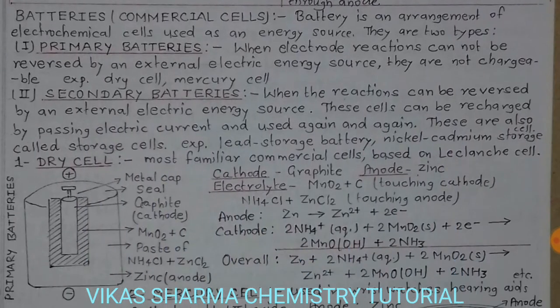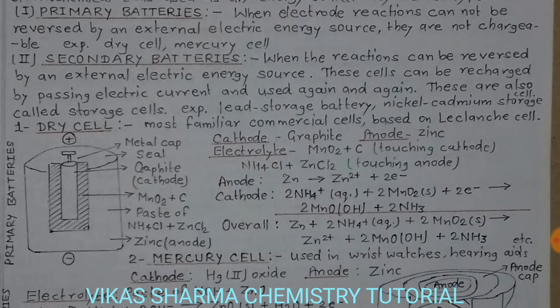Student, the next point is batteries or commercial cells. A battery is an arrangement of electrochemical cells used as an energy source. There are 2 types. The first one is the primary battery, where electrode reactions cannot be reversed by an external electric energy source, so they are not chargeable. Examples: dry cell, mercury cell.